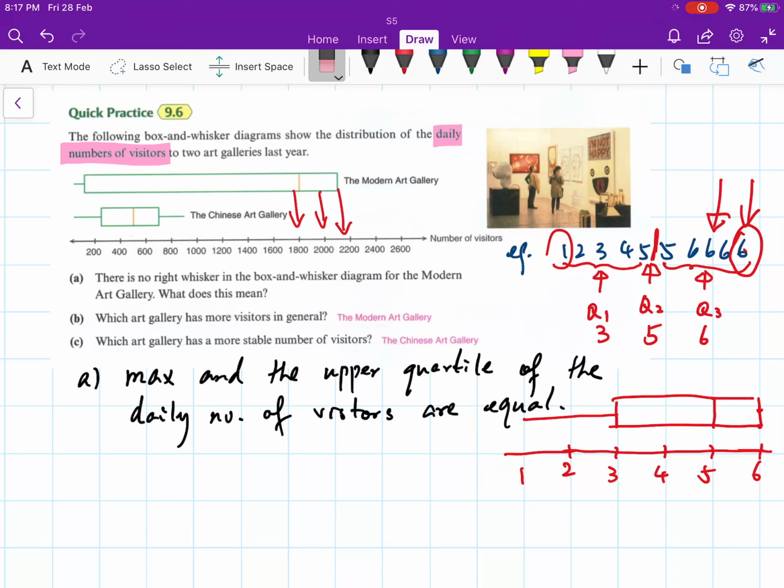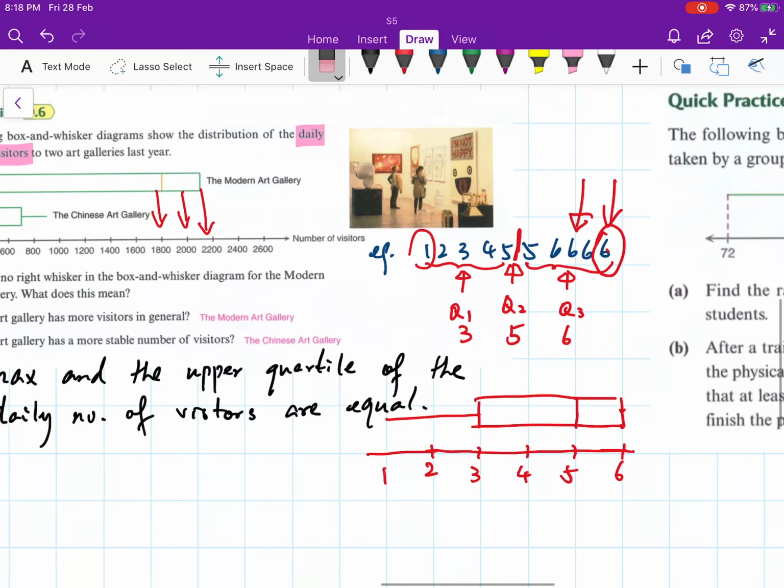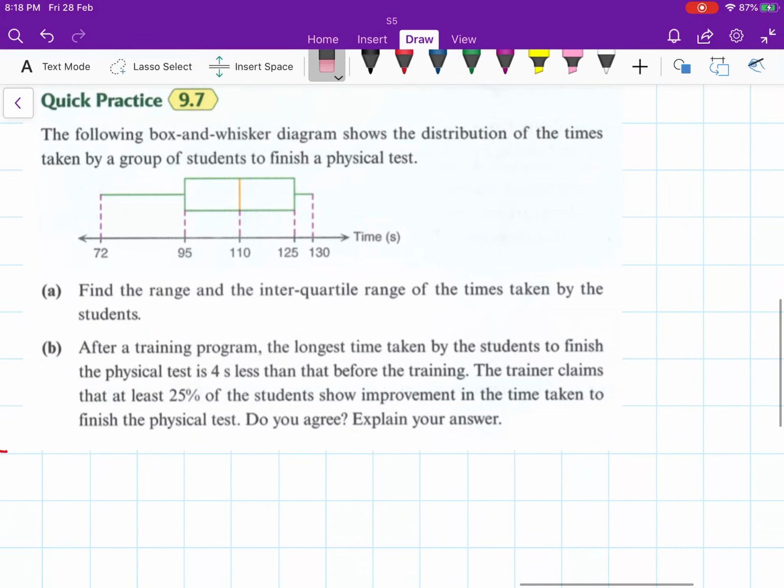Then which art gallery has a more stable number? Then it will be the Chinese art gallery. Why? More stable means that the data will be more regular, won't change a lot. You can see that the Chinese art gallery will be more stable because every day around 200 to 800 visitors were coming. So this is 9.6, how to read the data from the Box-and-Whisker diagram.